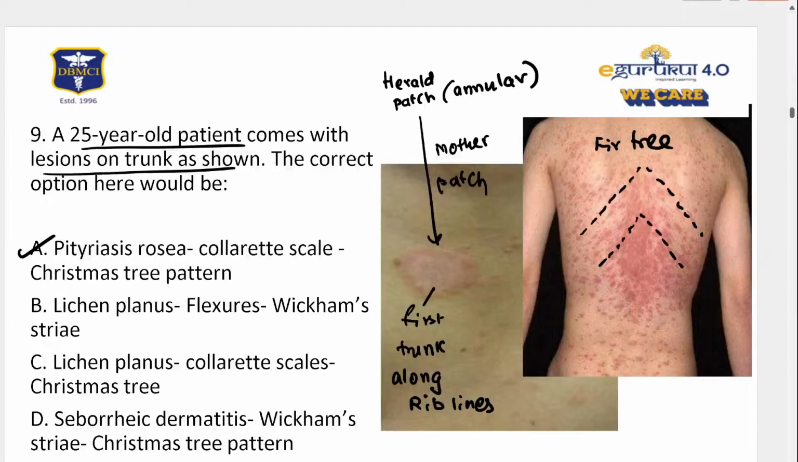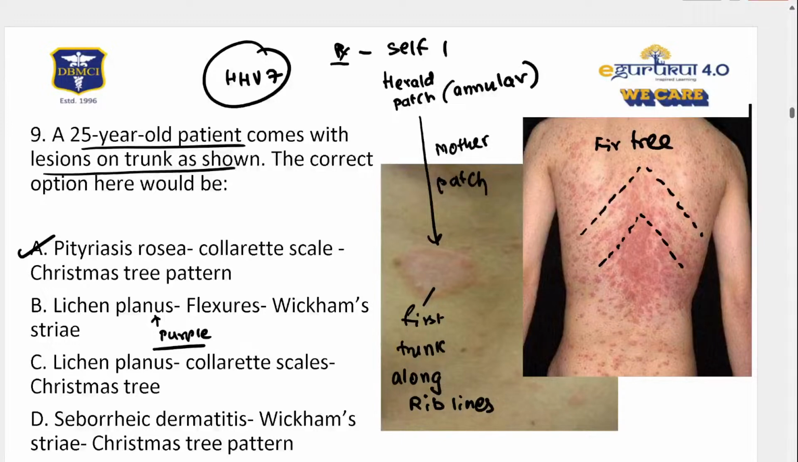This is not lichen planus because lichen planus is going to be purple. This is not purple, right? And this is very classical HHV 7, human herpes virus 7 infection. What is the treatment? Not required. It's self-limiting. It usually goes away on its own.